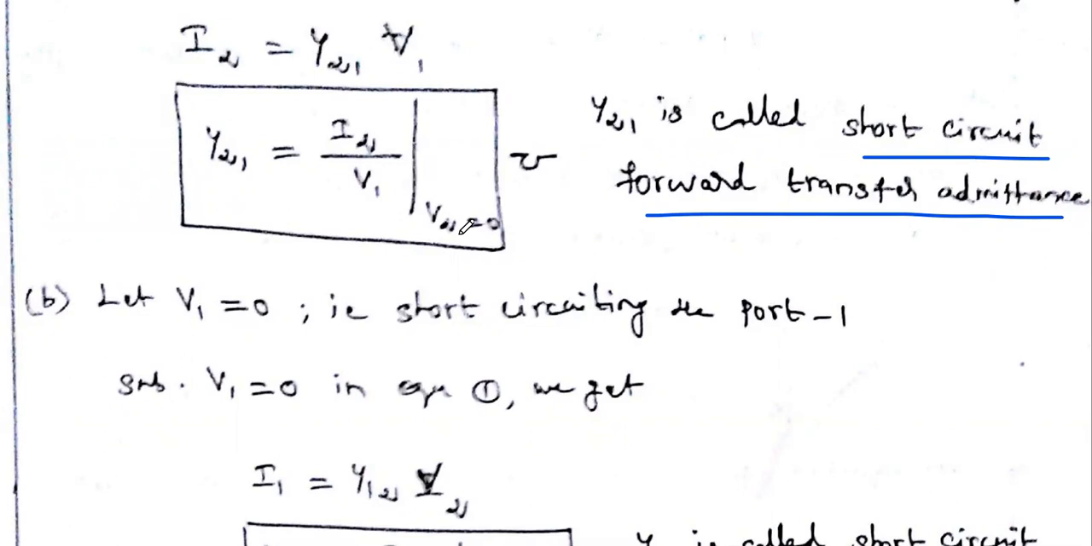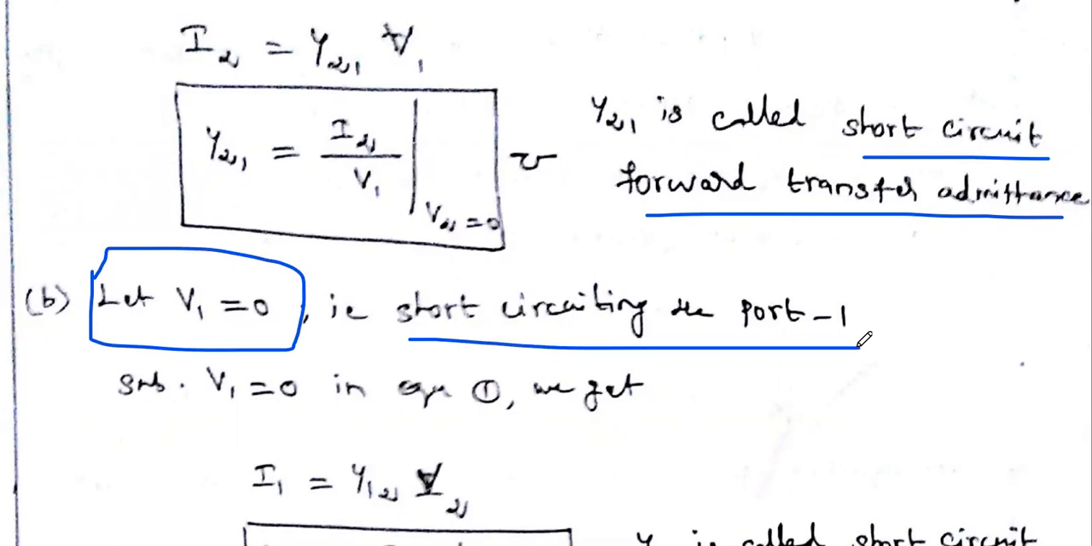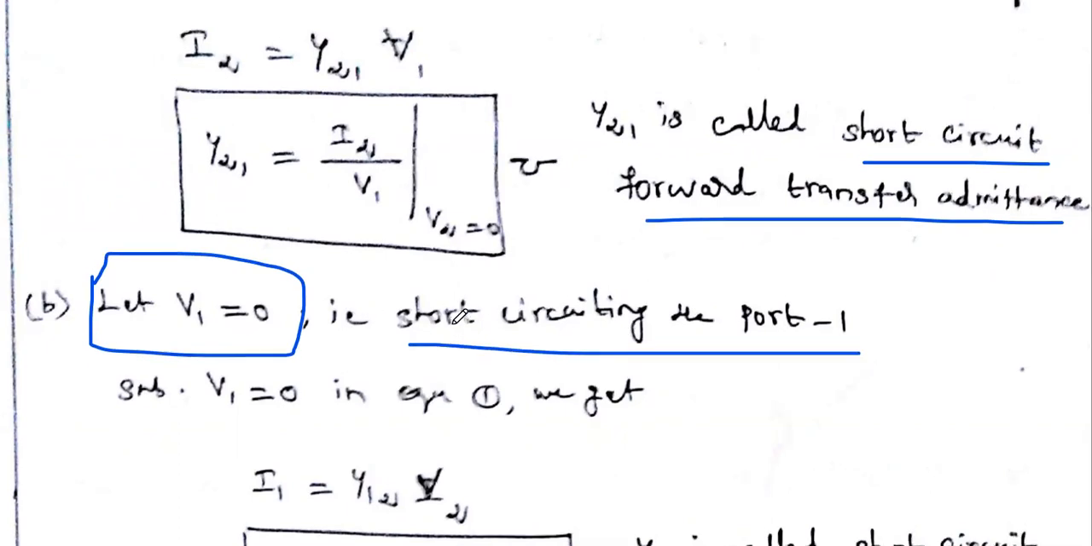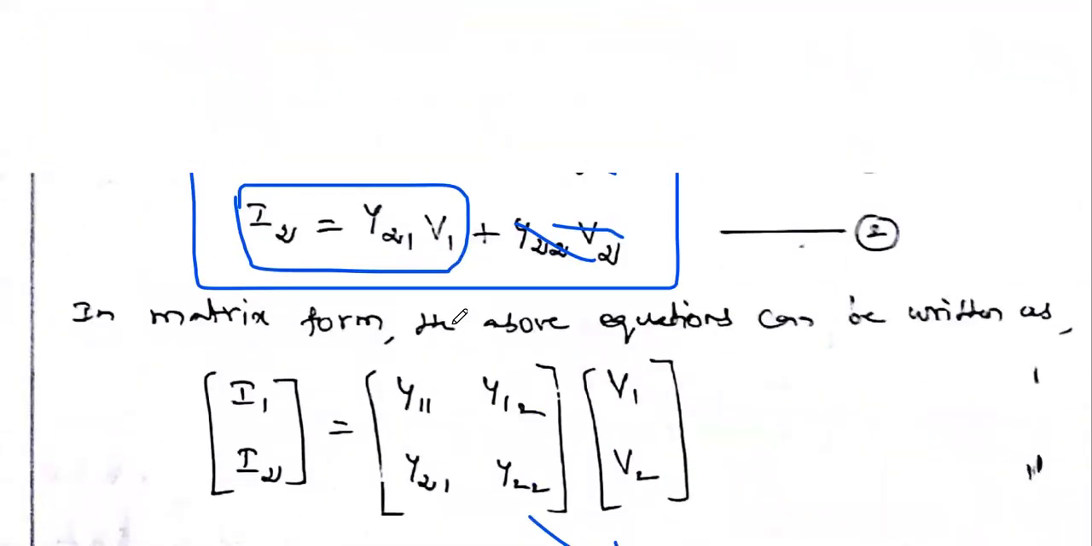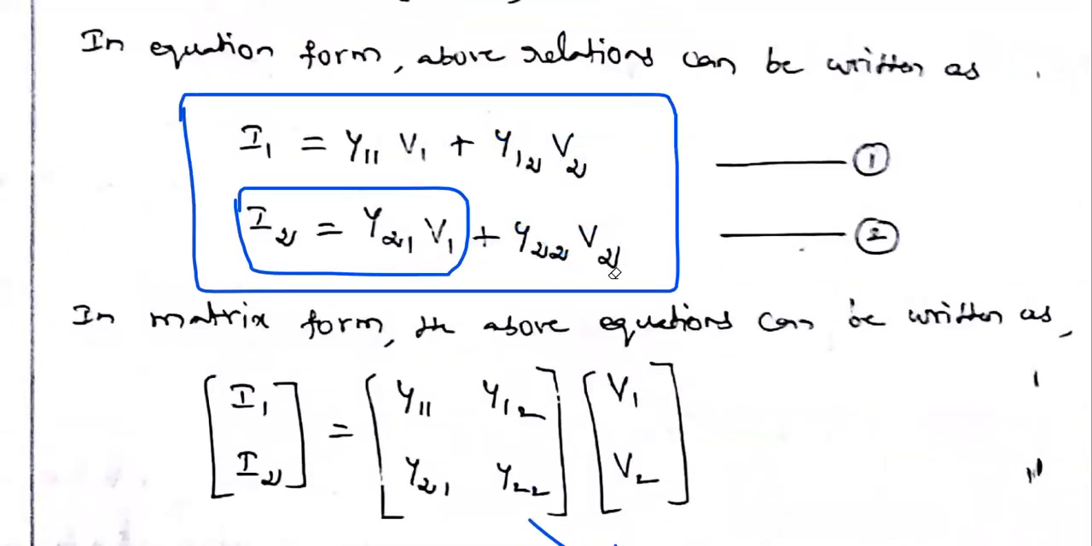Similarly, in order to find the remaining two parameters Y12 and Y22, we have to make V1 equal to 0. That means we short circuit the first port. If V1 is 0, in both equations the first term is 0. The first equation reduces to I1 equal to Y12 into V2, so Y12 equal to I1 by V2. Similarly, from the second equation, Y22 equal to I2 by V2.